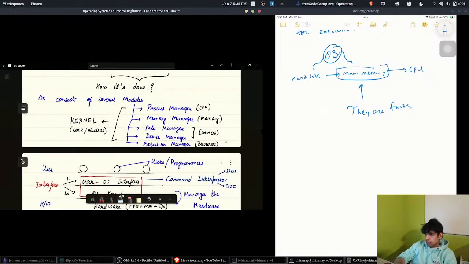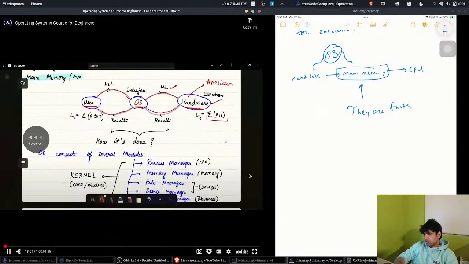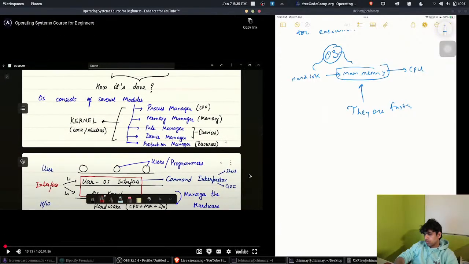So OS consists of several modules. It consists of modules like process manager, memory manager, file manager, device manager, and protection manager. All these managers perform so much work. How does it do this work? So how is it done?